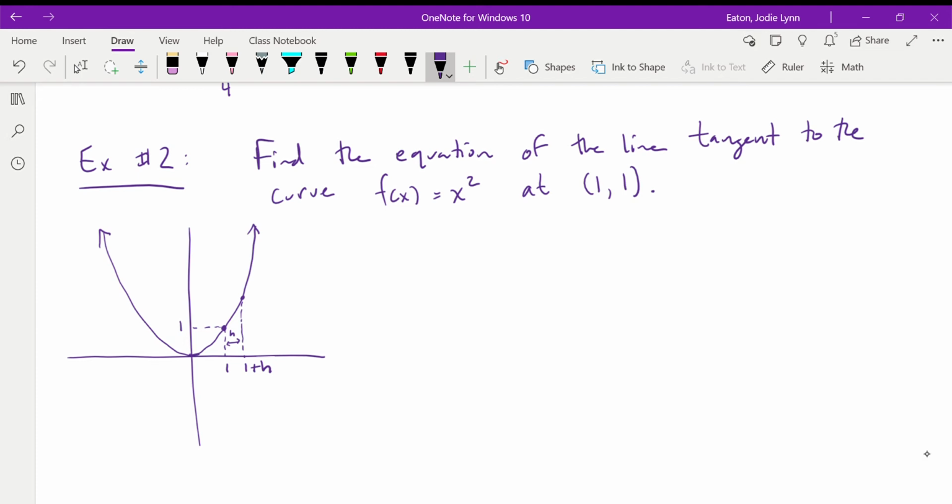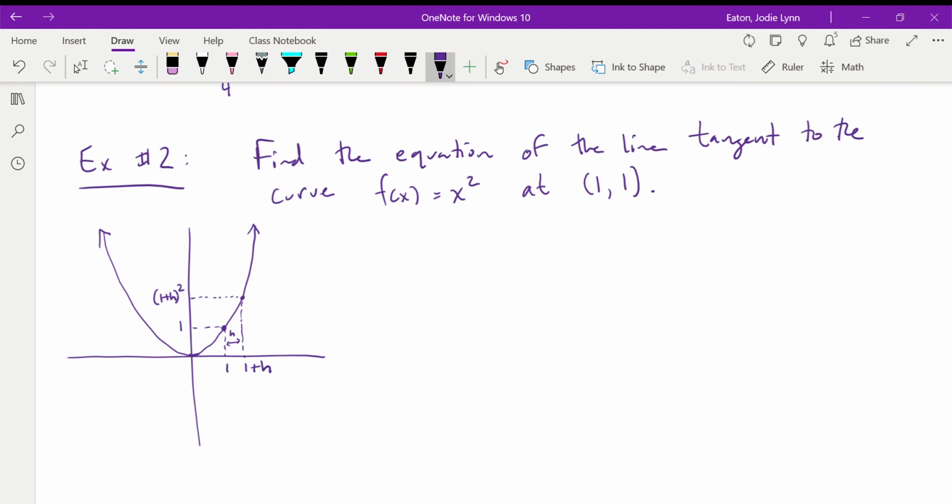That would make this right here 1 plus h squared, because f of 1 plus h would be 1 plus h squared, because f of x is x squared. So that's 1 plus h squared. So that's my y value.